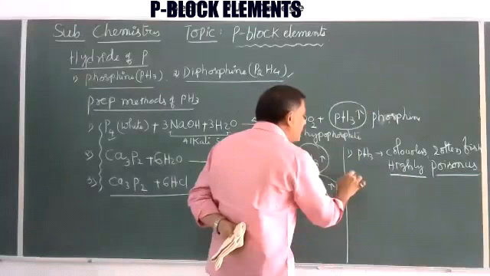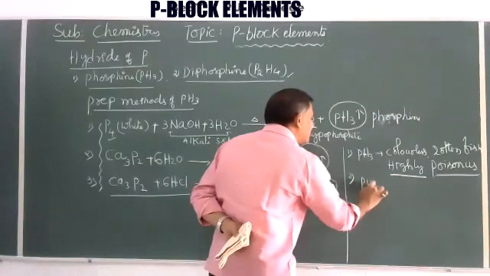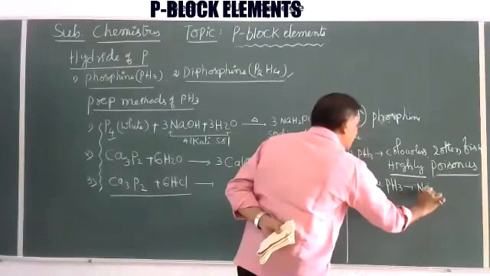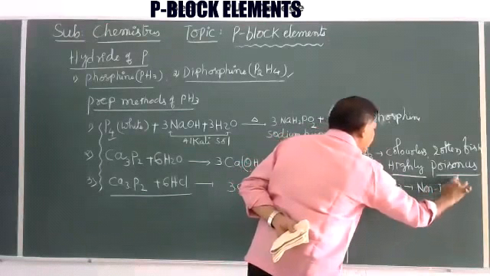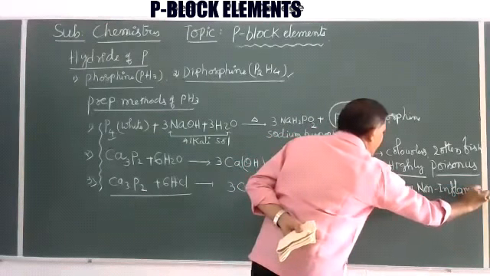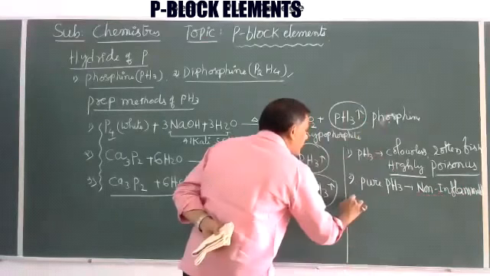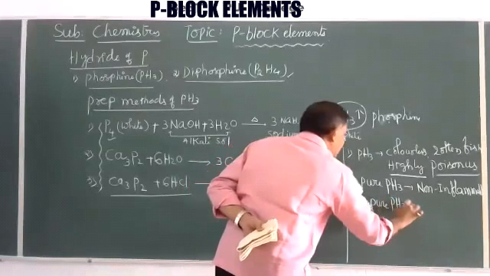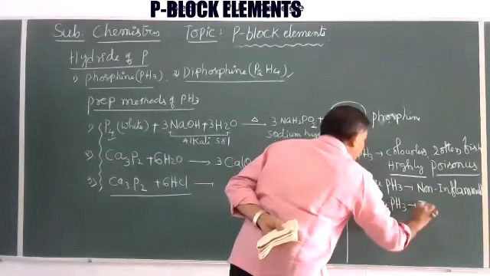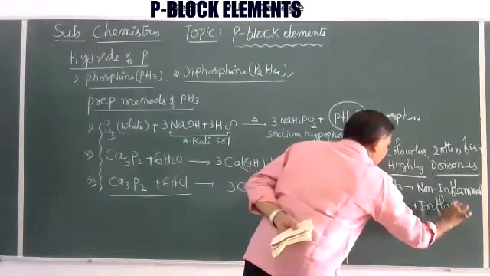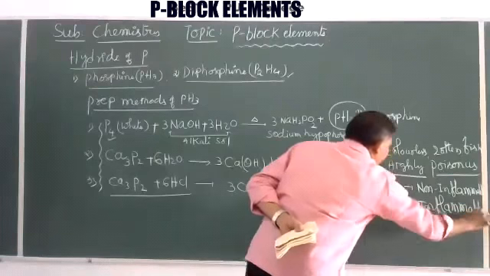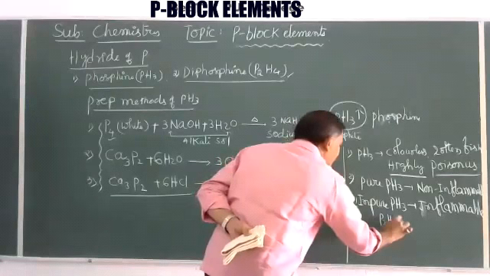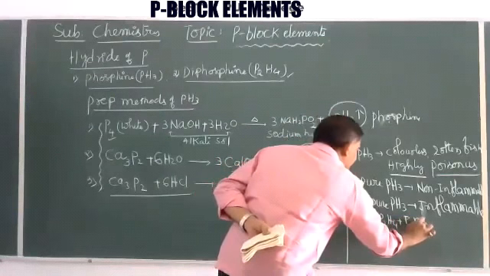Now this phosphine, that is pure PH3, is a non-inflammable gas, but impure PH3 is inflammable. It is inflammable when it is mixed with P2H4 plus phosphorus vapors.